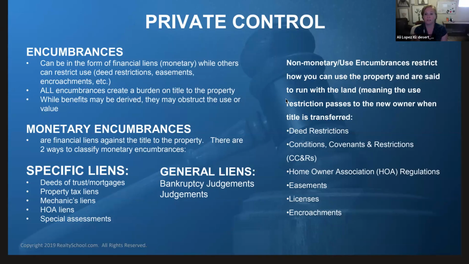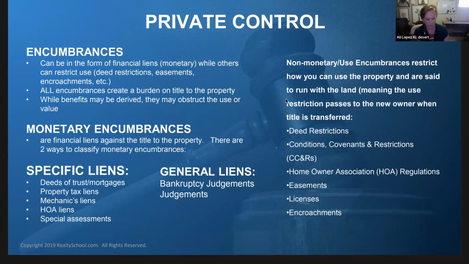Non-monetary encumbrances restrict how you can use the property and are said to run with the land, meaning the use restriction passes to the new owner when the title is transferred. So your HOA rules and regulations is an encumbrance. It's a non-monetary encumbrance, but it says how high your shed can be. It says how wide your driveway can be. It says what color your garage door and what color you're allowed to paint your house. Okay. The conditions, covenants, and restrictions: no parking on the street. Guests must have a permit. The deed restrictions are going to be, you can't build 5 stories high in this neighborhood. Okay. And you have to agree to these rules before moving in.